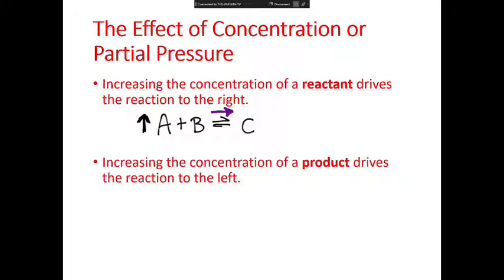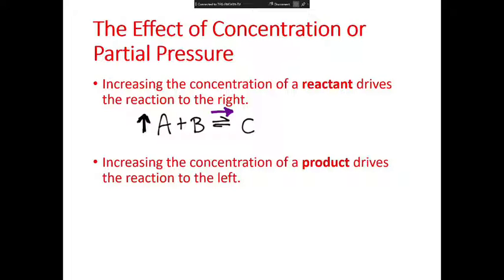So when I put an up or a down arrow, like that black arrow next to a particular reactant, if it's up, it means I'm increasing its concentration. If it's down, it's decreasing it. The shift will always go away from an up arrow. It'll go away from an increase.